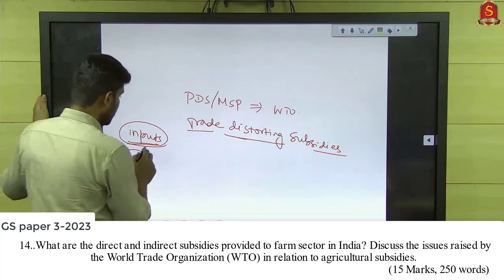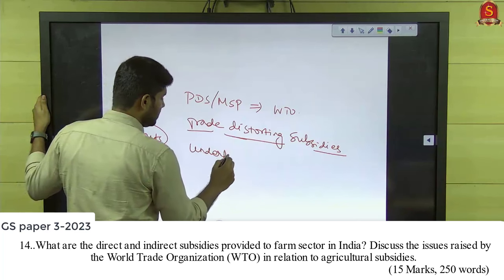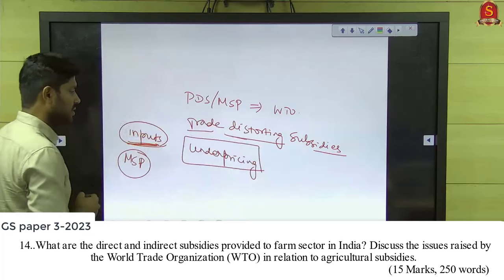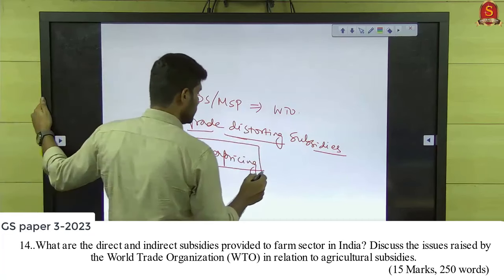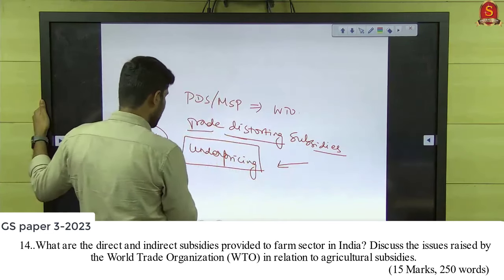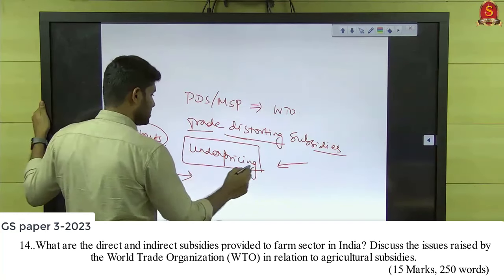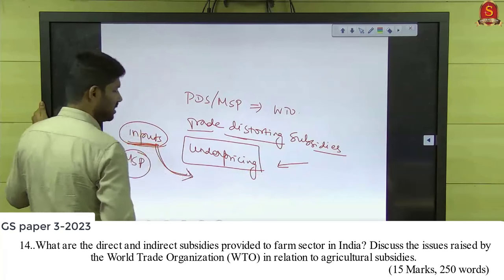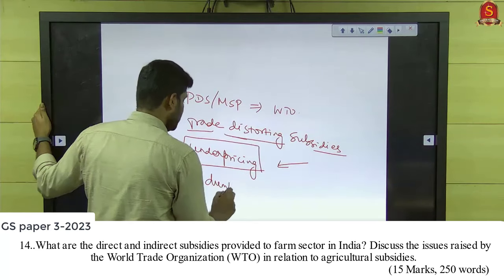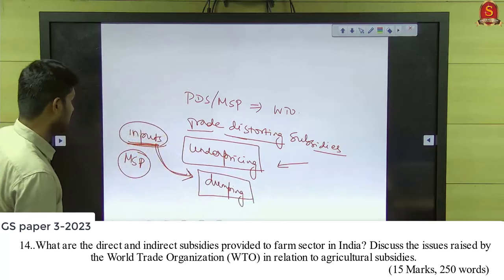In the international market, if you provide subsidies to the farmers, then it leads to underpricing of our products in the international market. When the quality is the same, usually the consumers go with the product with the lesser price. So we can create a stiff competition in the international market. Because of this underpricing, the demand for our products will increase in the international market. So our farmers provide stiff competition to the other international players. That leads to dumping of the Indian products in the international market. This is the main concern raised by the WTO, right?